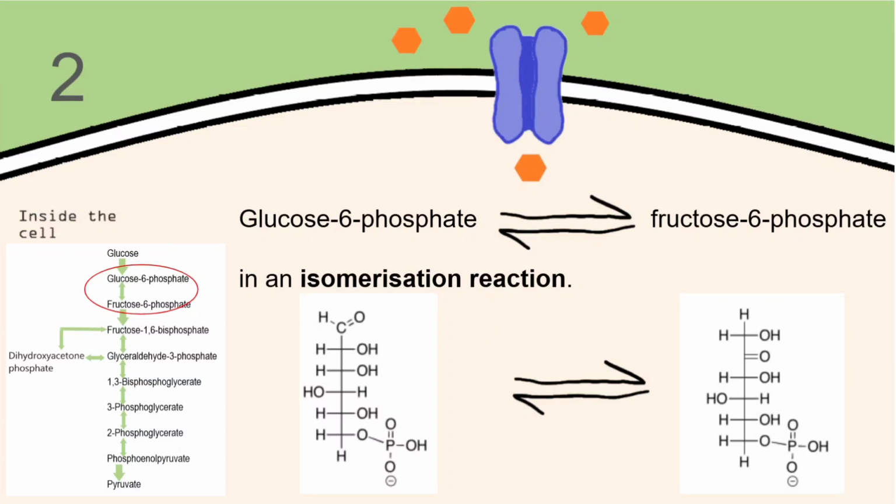Now, step 2 is an isomerization reaction, where we convert an aldose sugar into a ketose sugar. So glucose 6-phosphate is an aldose sugar, and fructose 6-phosphate is a ketose sugar. The carbonyl on the first carbon of glucose migrates to the second carbon, and this is catalyzed by the enzyme phosphoglucoisomerase. Essentially, we are converting an aldose into a ketose. That's all this reaction is.